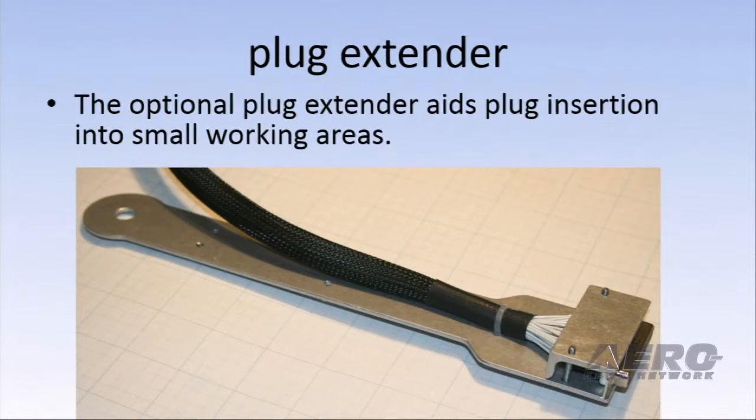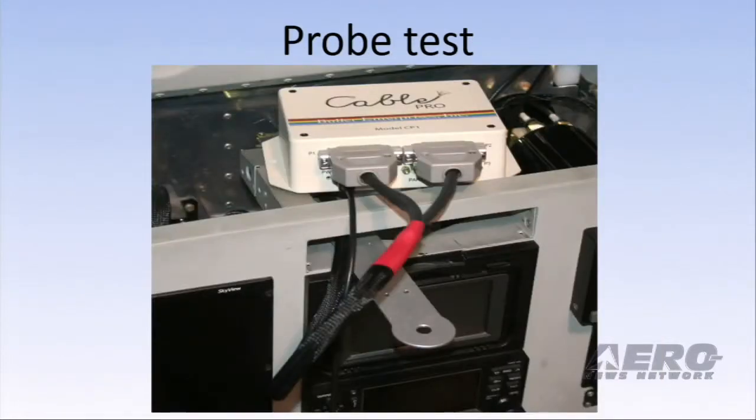The Cable Pro takes the place of the equipment your cable connects to. One adapter can be used on many different pieces of equipment with just the loading of a computer file. The optional plug extender shown helps insertion into those tiny places. Now you can forget about trying to read those tiny pin numbers.